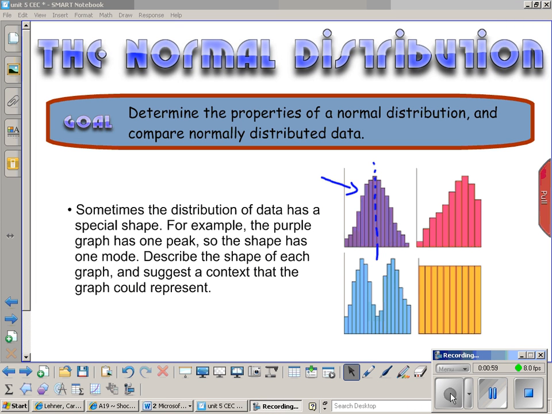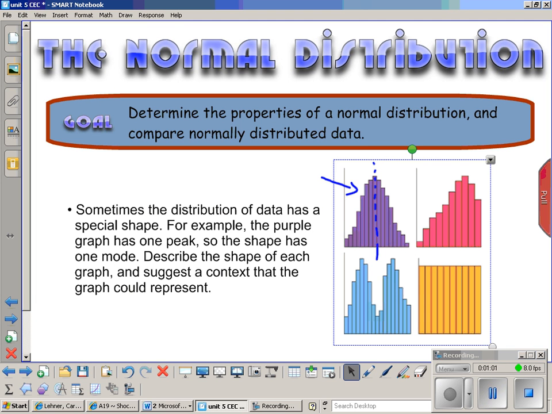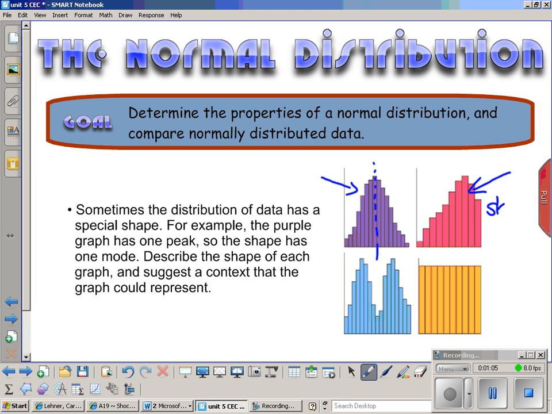The red graph is what we call a skewed graph. Skewed is when it's off to one side, whether it's the left or the right. In this case, it's all off to the right. There's still one peak. An example for this might be marks on a test. Not a lot of people have the low-end marks, and a lot of people are maybe in the 70s, 80s, and less are in the 90s, 100s.